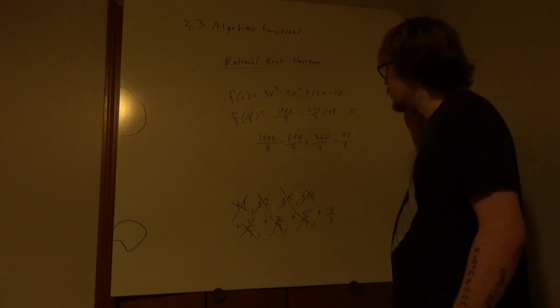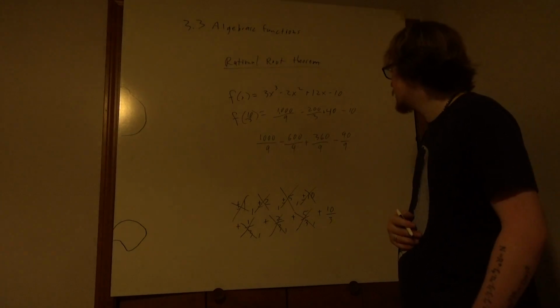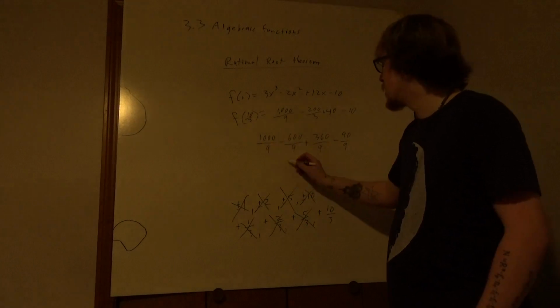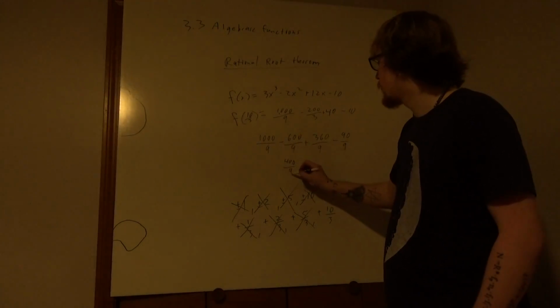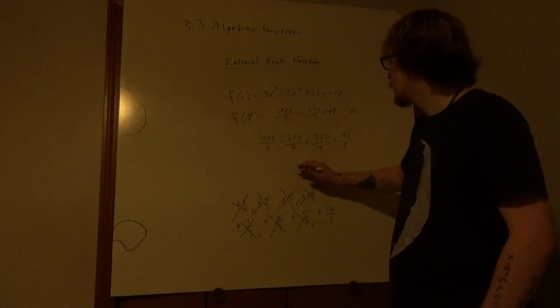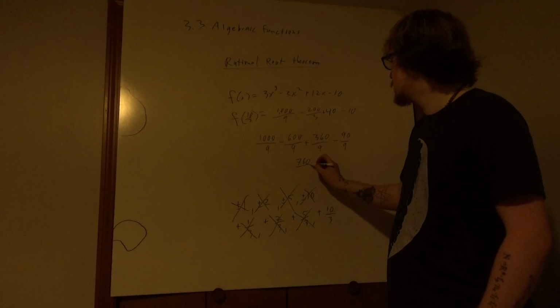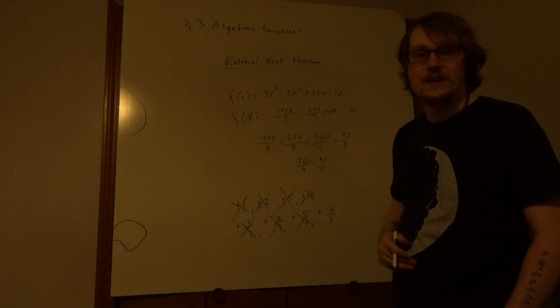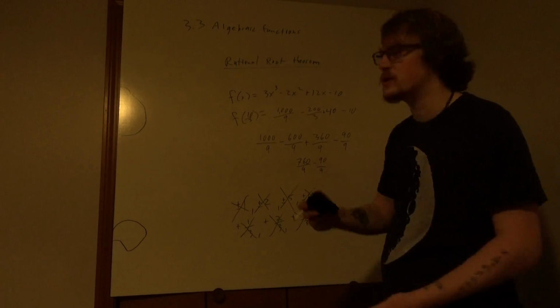Now, when we do these out, we try to see if they cancel anywhere. So 1,000 minus 600, that's going to give us 400 over 9, plus that, so that's going to give us 760 over 9, and 760 minus 90 over 9 is nowhere near 0. So unfortunately, no, it doesn't work.